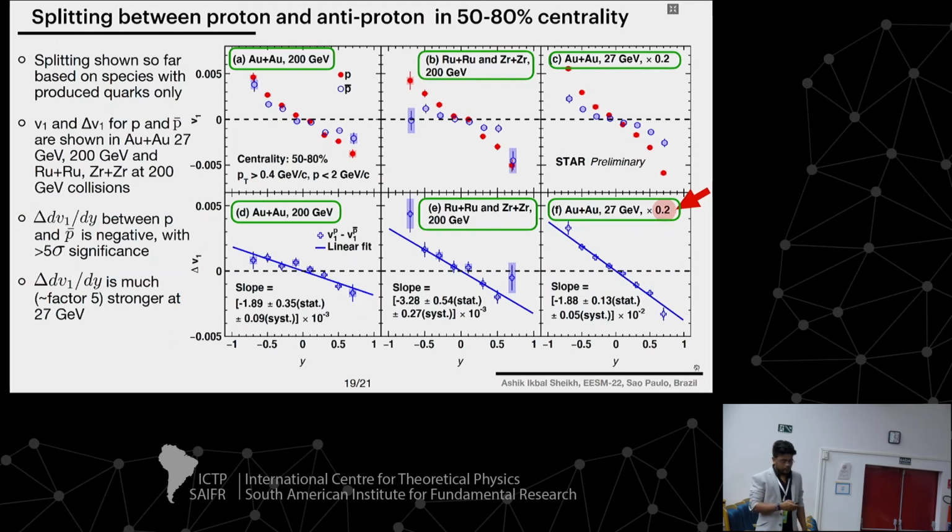So the splitting shown so far was based on the species with produced quarks only. Here I would show you the splitting between proton and antiproton in 50 to 80% centrality. In the upper panels, I have shown the V1 for proton and antiproton for 200 GeV gold-gold collisions, ruthenium-ruthenium, and zirconium-zirconium collisions, and also 27 GeV gold-gold collisions. In the lower panels, I have shown the delta V1 between proton and antiproton as a function of rapidity for these different collision systems and different energies. We have extracted the slope of this delta V1 between proton and antiproton, which is negative with more than 5 sigma significance. And this delta V1 for 27 GeV is much stronger than 200 GeV.